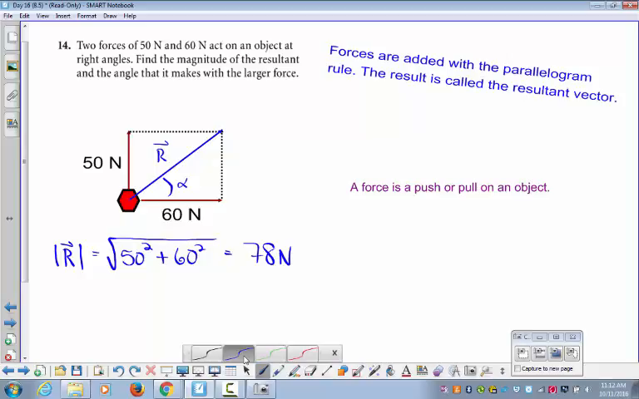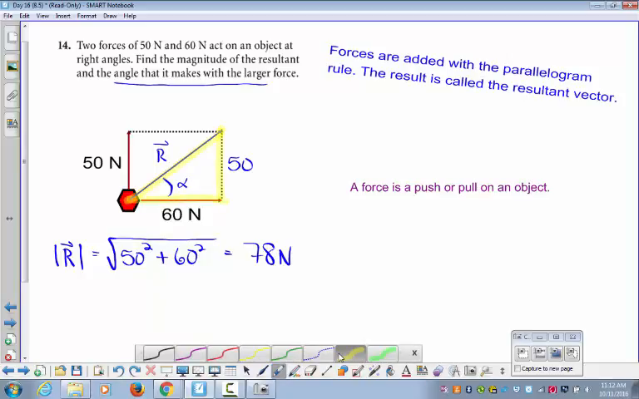Now we have to figure out what angle alpha is. They said the angle that it makes with the larger force. We can think of this right triangle down here as the triangle that we want to analyze. We can find alpha really easily in this situation by using the tangent function. You could also use sine or cosine, but we rounded to get that number, so let's use tangent. Tangent seems to be the function that most people use when they're finding angles for forces. So tangent of alpha is 50 over 60.